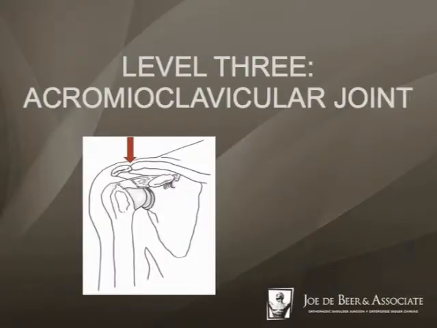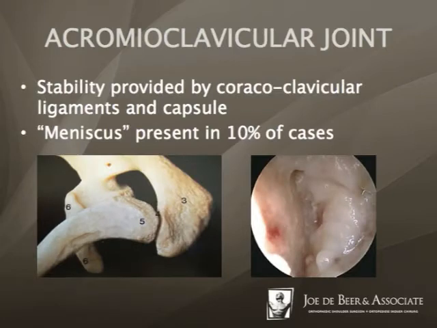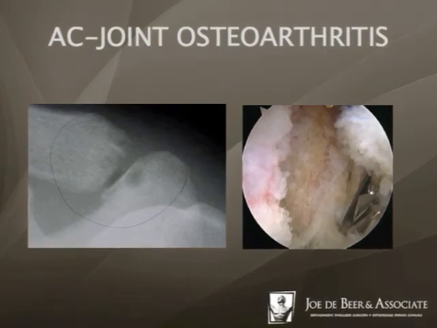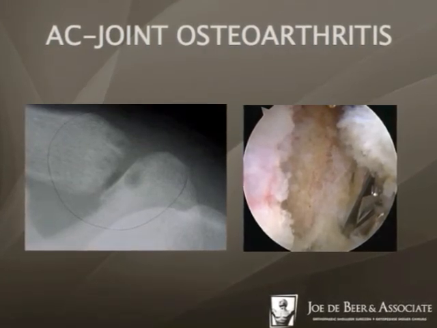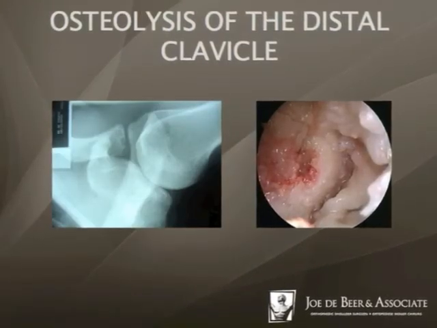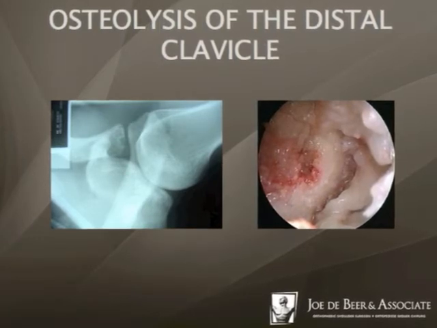The next level is the AC joint on top of the shoulder, the upper level or the attic. This little joint between the clavicle and the acromion has ligaments which stabilize it, as well as a meniscus which is present in 10% of cases inside the joint. Pathology in this joint is arthritis, as well as osteolysis of the distal clavicle. Looking into the joint here with an arthroscope, one can see the severe degeneration of this joint, and you also see the punched out lesions on the distal clavicle, which is also referred to as osteolysis, as seen in this slide.